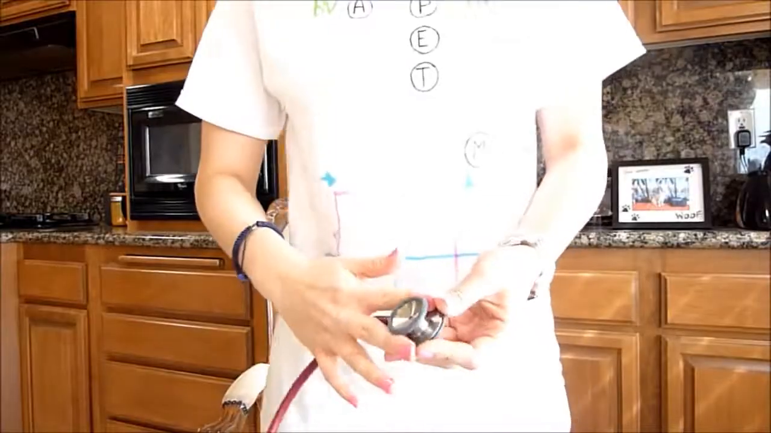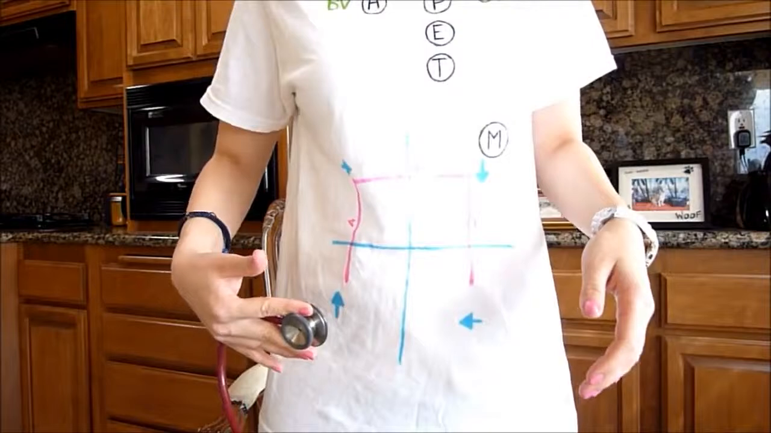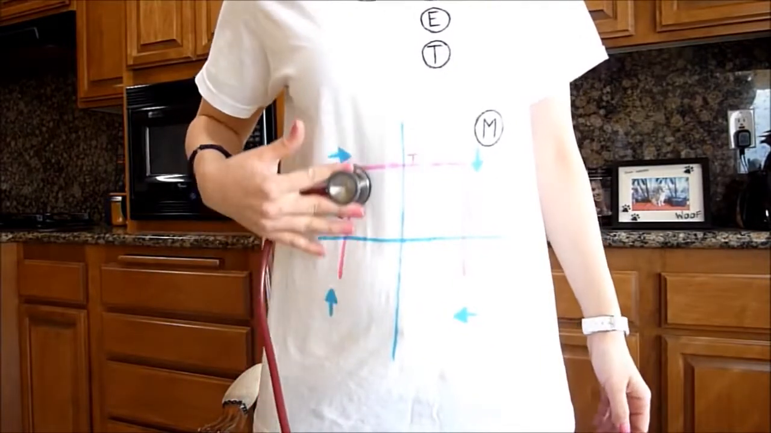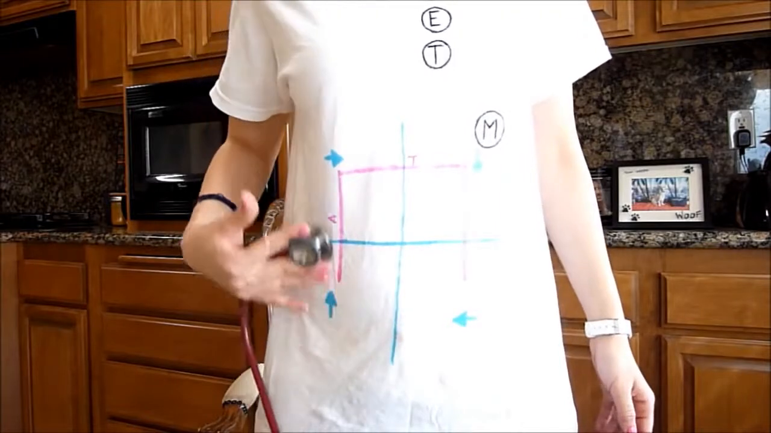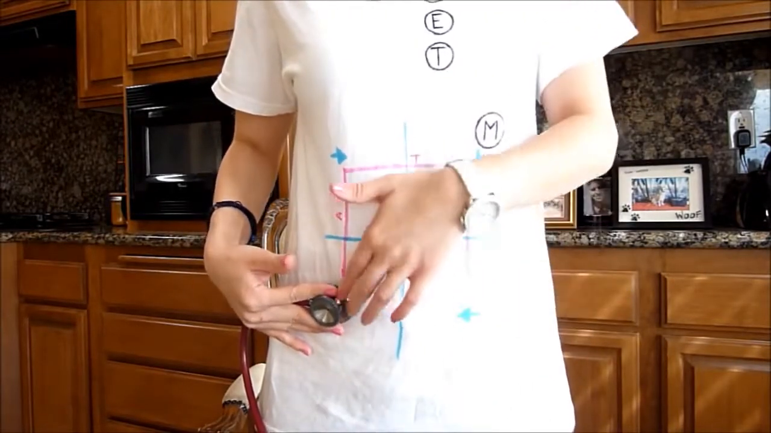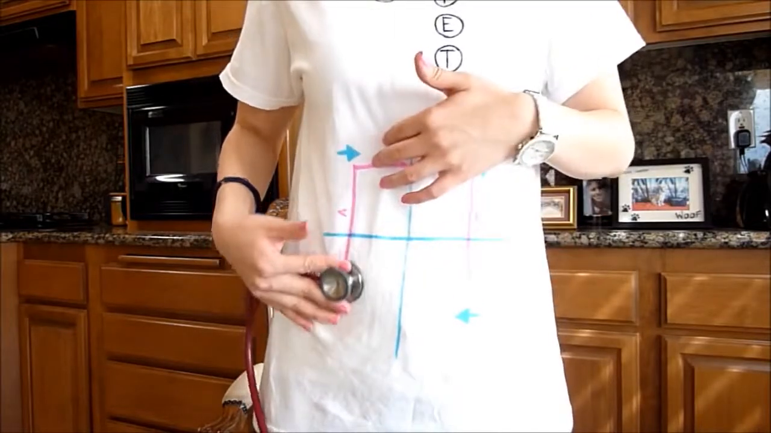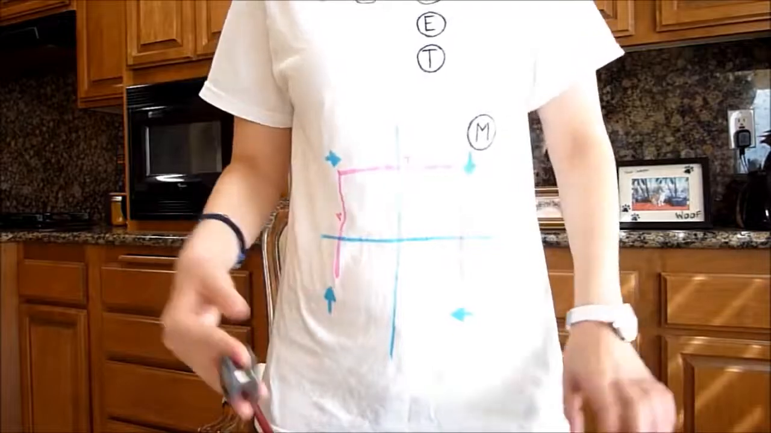So the way I do it is I take the diaphragm of my stethoscope and I go through all 4 quadrants. So I start in the right lower quadrant and I go up, go to the side, and go down, and I do it one more time. So you are technically following the anatomy of your intestines. You're ascending, transverse, and descending, all right? So that's for bowel sounds.